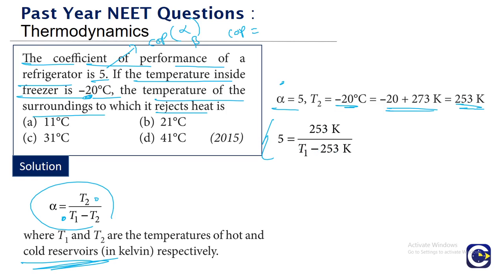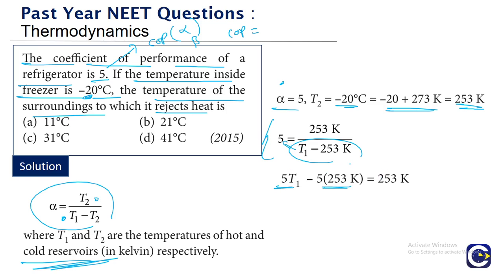T1 minus 253. Okay, so now we'll do what? We can do the cross multiplication. So here we will bring this T1 minus 253 to the left side. It will go to the numerator. So 5 we have to multiply. So 5 into T1 minus 5 into 253, that is equal to what?